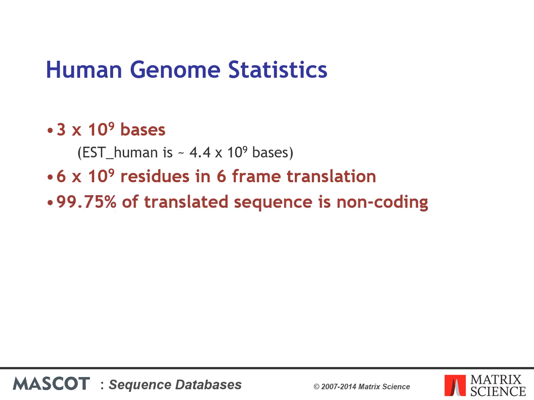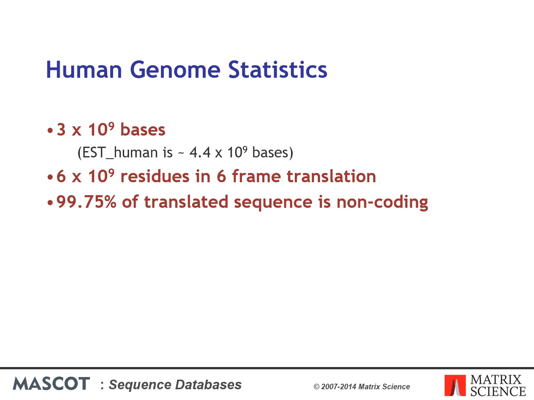In the human genome, only 1.5% of the sequence codes for proteins. This means that 99.75% of the 6-frame translation is non-coding and simply contributes to the background of random matches.